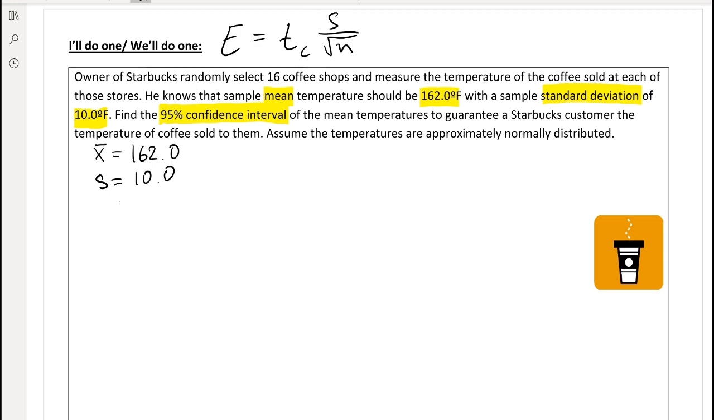Next thing that they tell us is that we're looking for a 95% confidence level, or confidence interval. So that's 0.95 for my c. And I'm looking at a random sample of 16. So n in this case is equal to 16. So my sample size is less than 30, right? It means that I'm going to have to use a t critical this time for my margin of error.